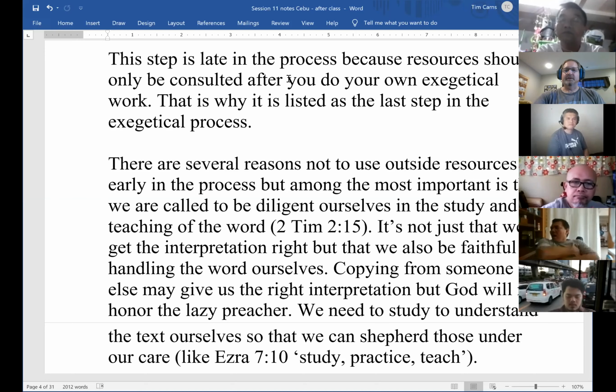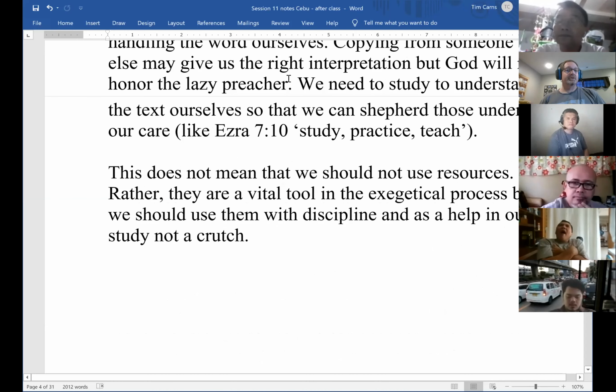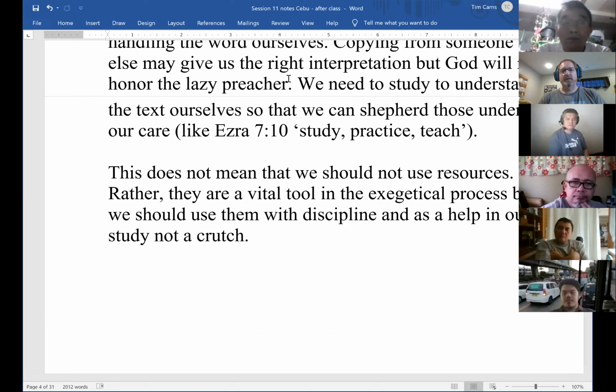All right, now again, I'm not saying that we shouldn't use resources, or that resources are bad, or that if you use a resource then you're not working hard. I'm not saying that at all. But what I am saying is we wait, do the work ourselves, and then let's consult other resources and see how they can help us better understand the text, how they can help us better communicate the text. Okay, so again, just some reminders about some principles to keep in mind as we approach the use of resources.